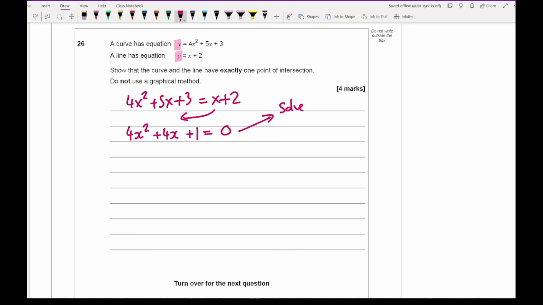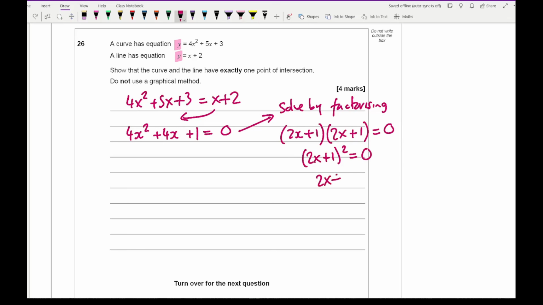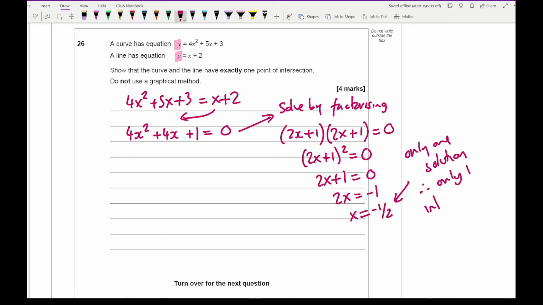You can either solve by factorizing, in which case you're going to get (2x plus 1)(2x plus 1) equals 0. From this, you should be able to spot that it's (2x plus 1) squared equals 0. Then I can go on and solve this. So 2x plus 1 equals 0, 2x equals minus 1, so x equals minus a half. As you can see, you've only got one solution, so therefore, only one intersection point.